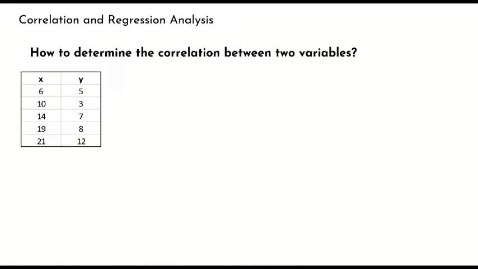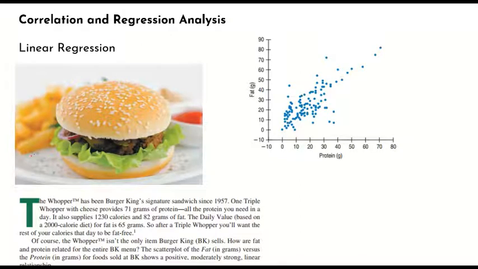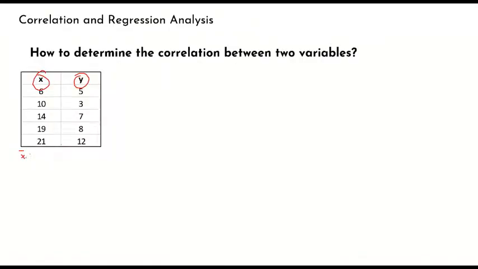Right? So now, how to determine the correlation between two variables? Let's say x and y. So how do we determine that? So first step is we get the mean of x. We get the mean of x and y. We also get their standard deviation.